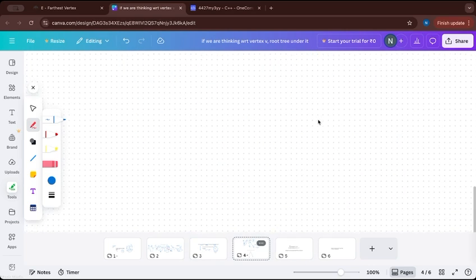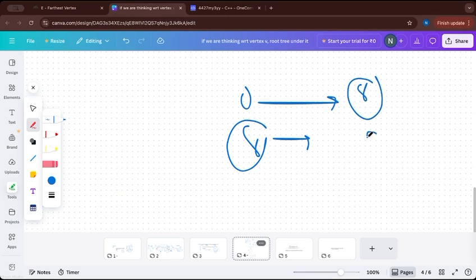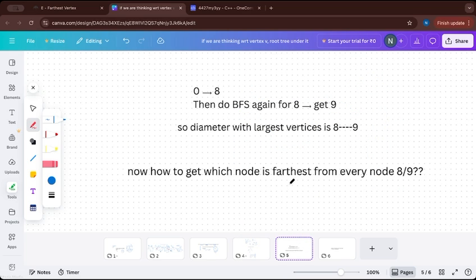So from this, what we got is that from 0 we will get the node with the highest value, and that is also on the diameter, and we will find the other node in the same way from 8. So we'll get the other vertex, 9. So 8 and 9 are part of the diameter, and this will also include the largest value if there are many diameters. So let's check the code for that, and now we will get the diameter.